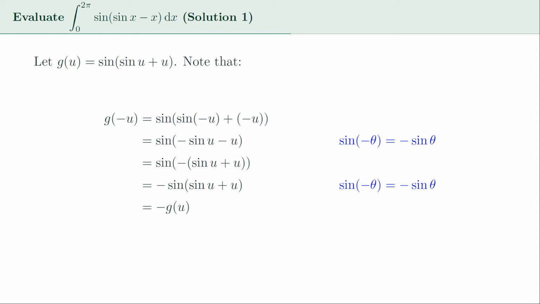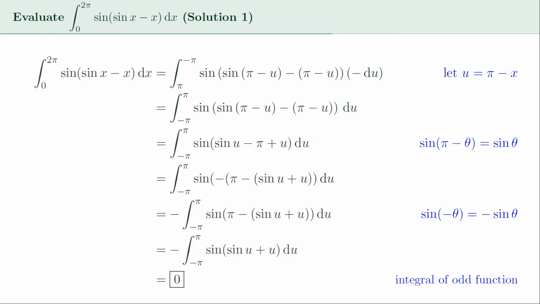This means that g of u is odd, and therefore the integral of g of u from negative pi to pi is 0. Therefore, the integral we're looking for is 0 because it's an integral of an odd function. So it's quite a long way, but the process is quite repetitive, just a series of applications of the properties of sine. Now let's look at an alternative solution.